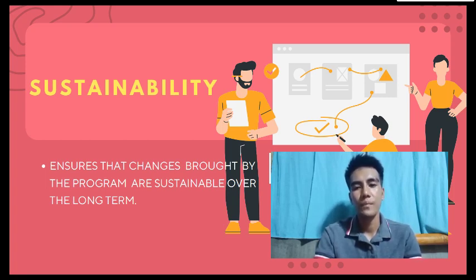And another definition of sustainability is that it might involve integrating the new processes into the organization's culture and practices.